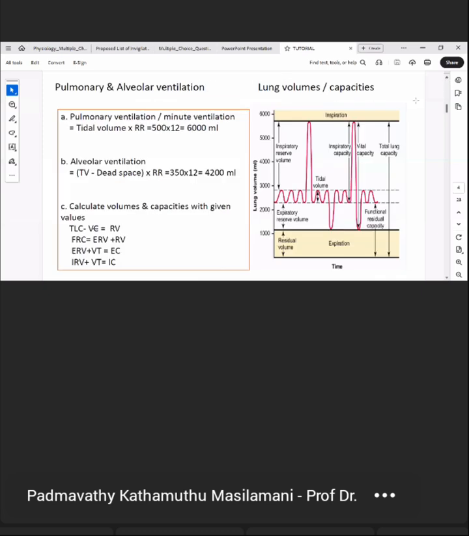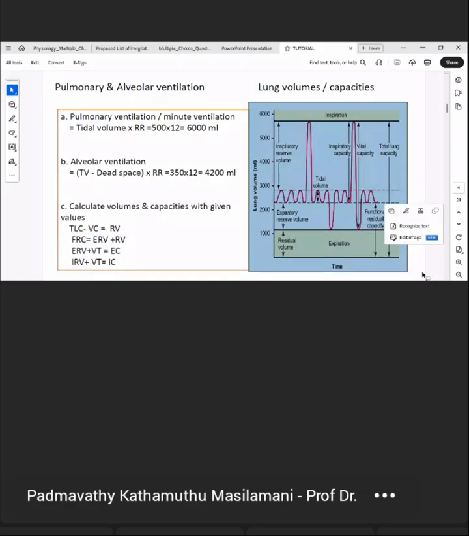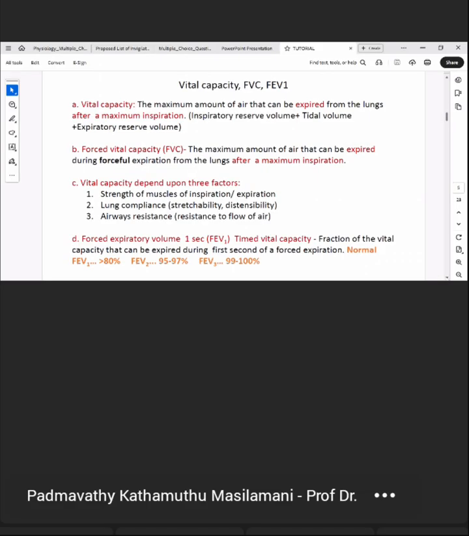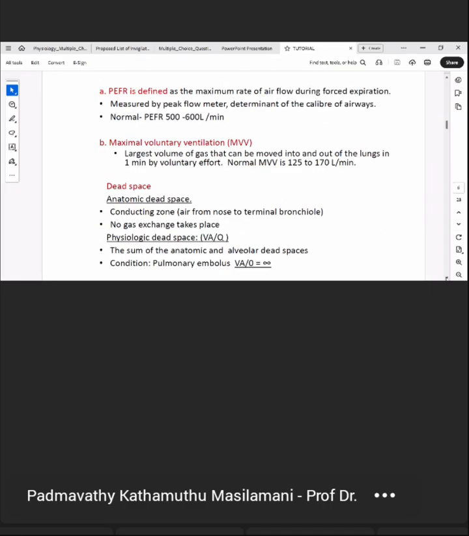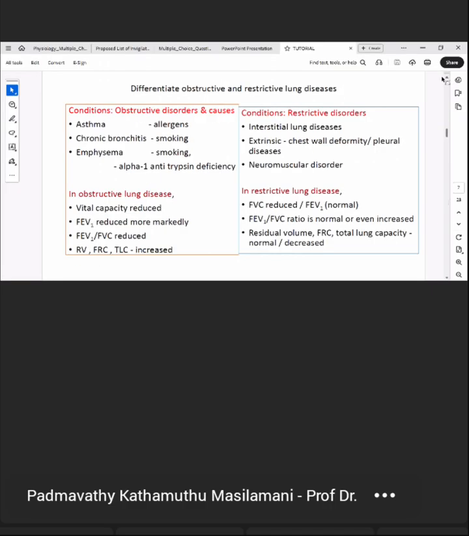Okay, so the other calculations: pulmonary ventilation, or minute ventilation, is calculated by multiplying tidal volume by respiratory rate. Alveolar ventilation is tidal volume minus the dead space, that is the alveolar volume, times the respiratory rate. So this is very important. I'll just move on. Vital capacity is determined by the strength of muscle, lung compliance, and airway resistance.